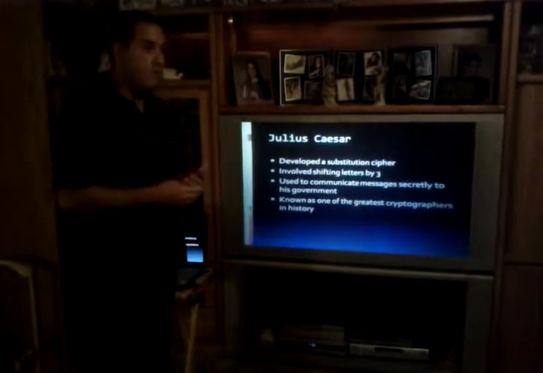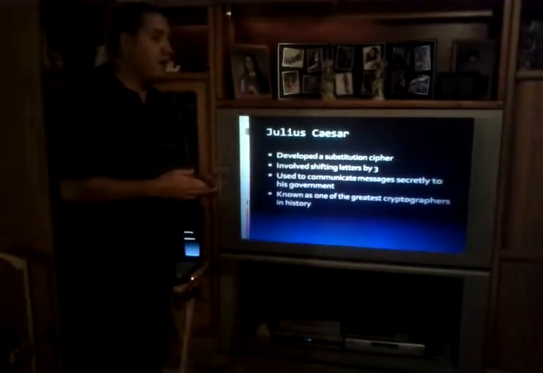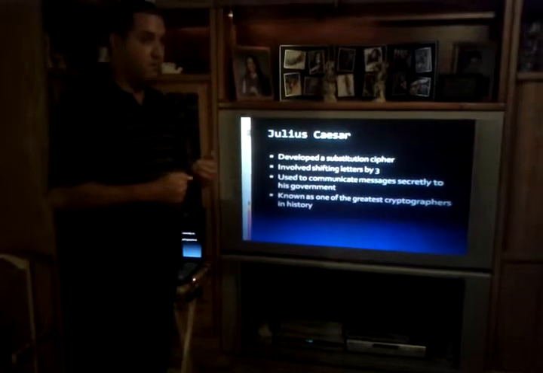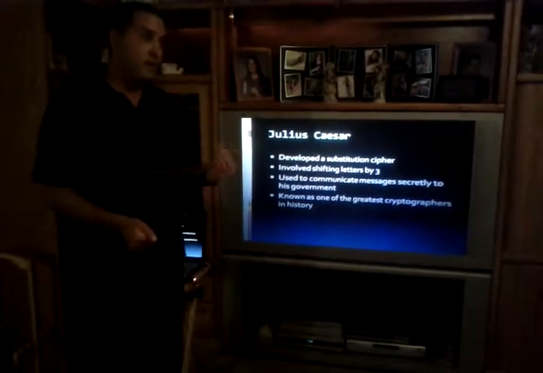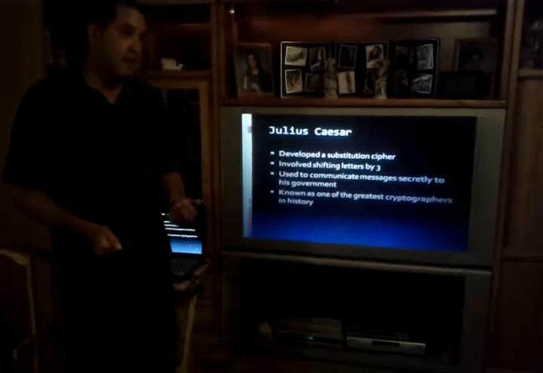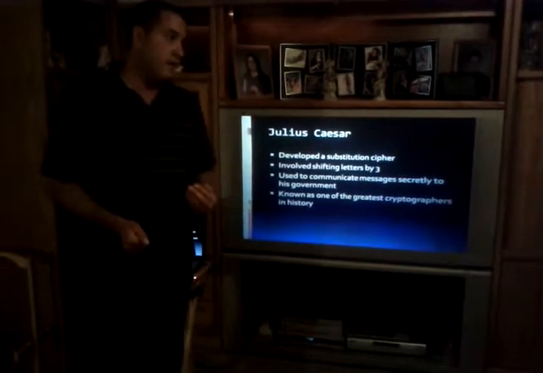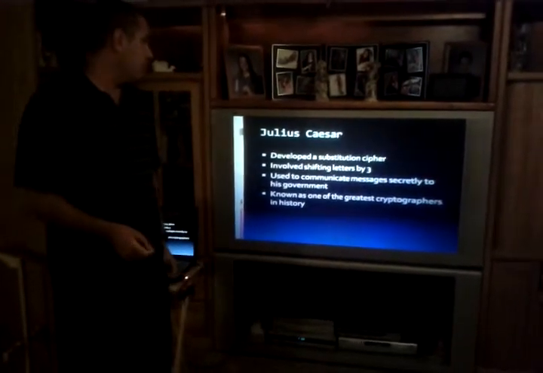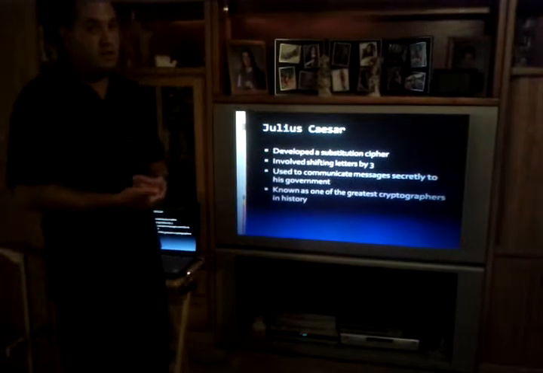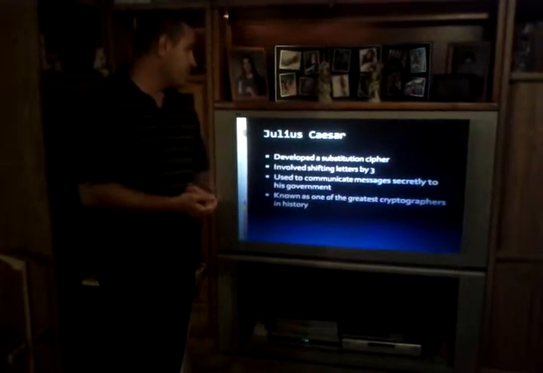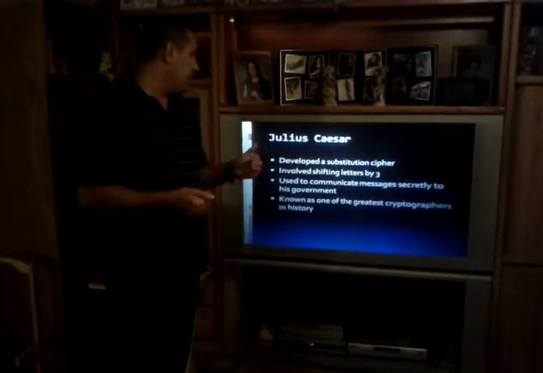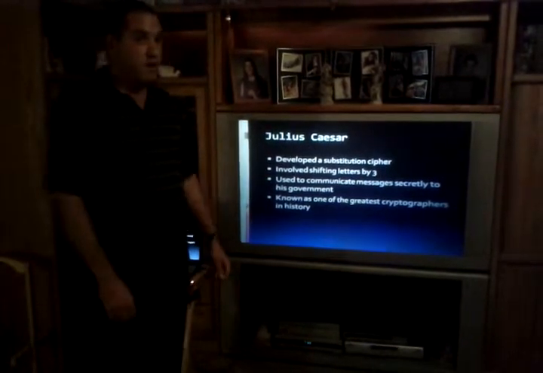Let's now talk about Julius Caesar. He developed a substitution cipher which involved shifting the letters by 3. So if you were to use the English alphabet, A would become D, then B would become E. He used this to communicate messages to his government officials, and he was also known as one of the greatest cryptographers in history.